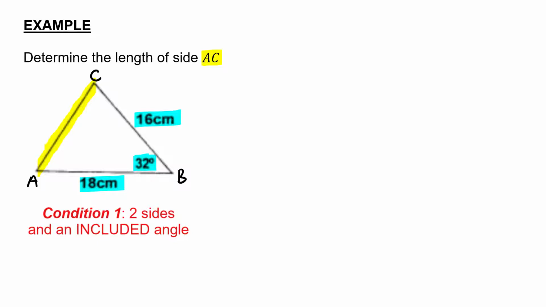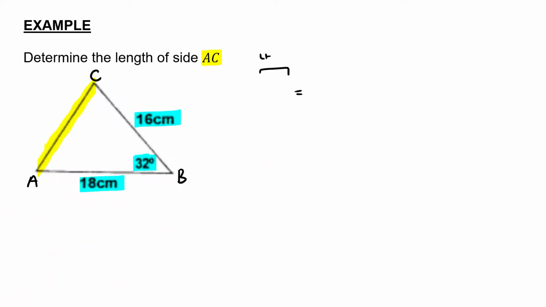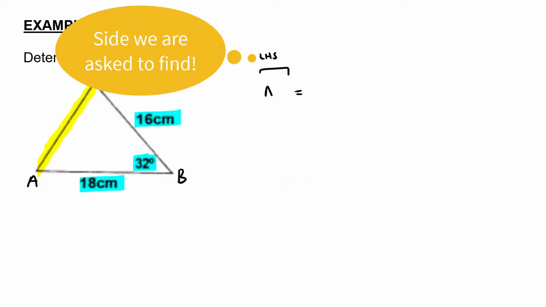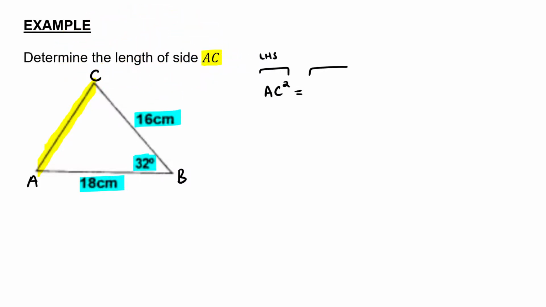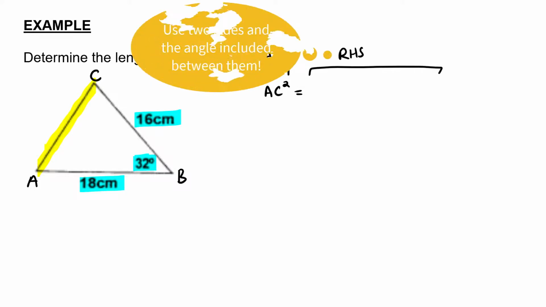And as I said before, we're going to break that formula up into a left-hand side and a right-hand side. On the left-hand side, that's basically what you're looking for. That's what we want to figure out. So in this case, it's going to be AC squared. And on the right-hand side, that's the information that you're given. And the information that you're given is obviously the two sides and the included angle.